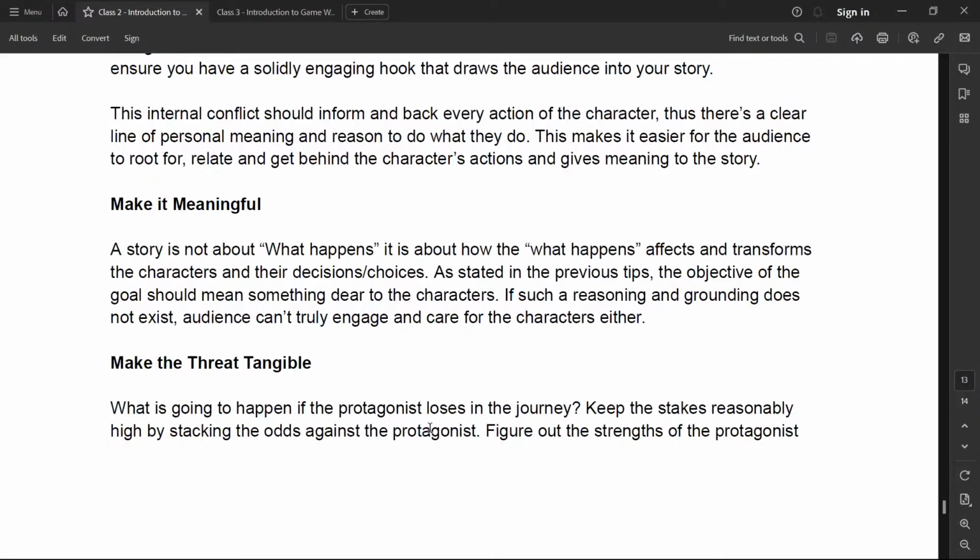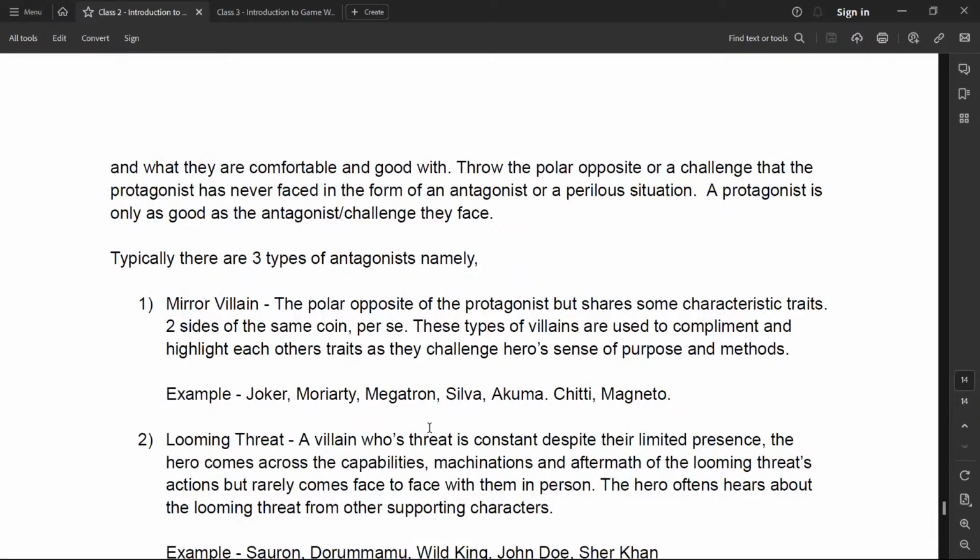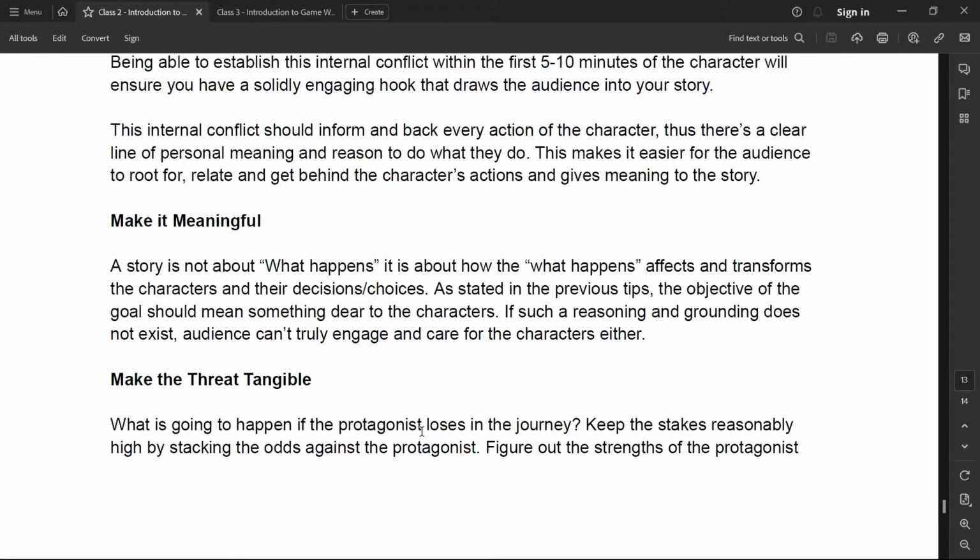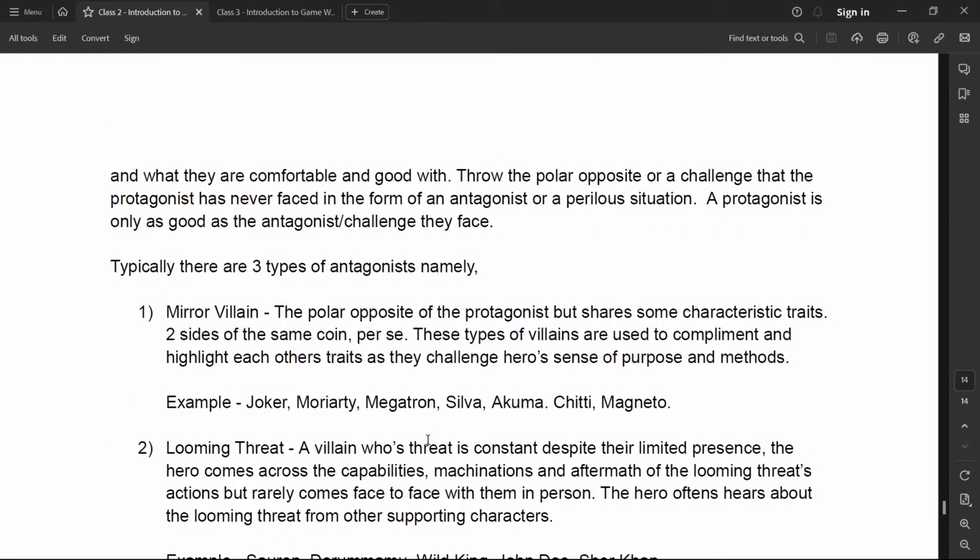So basically, you need to make sure that the entire story, or whatever the plot is, is a bit against the protagonist, not for the protagonist. Then the protagonist, using his strengths and weaknesses, overcomes this particular challenge and these obstacles.